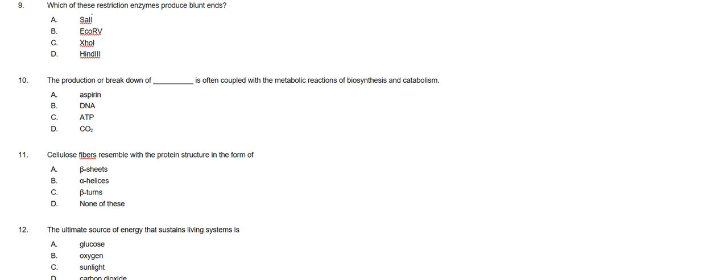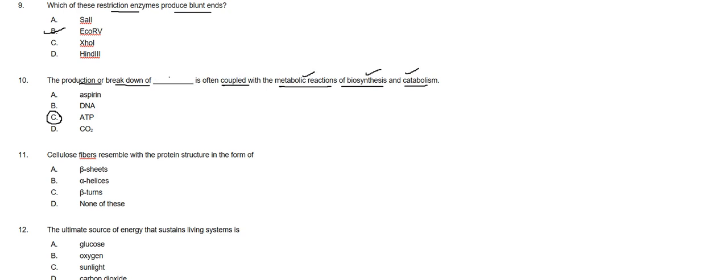Next, which of these restriction enzymes produces blunt ends? Most restriction enzymes produce sticky ends. The ones producing blunt ends are very few. Among those, it's EcoRV. The production and breakdown of ATP is often coupled with the metabolic reactions of biosynthesis and catabolism.